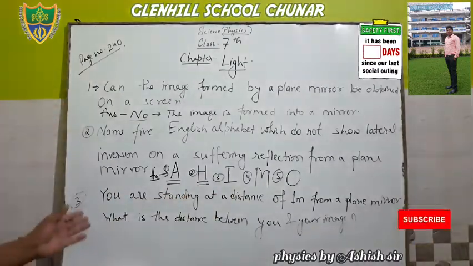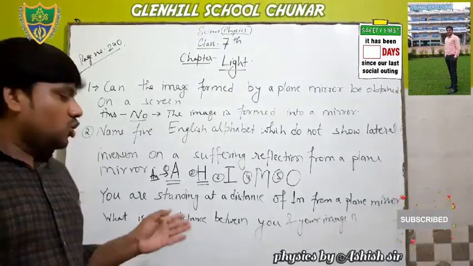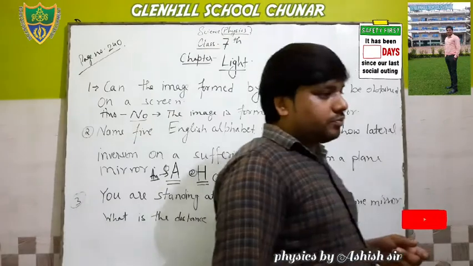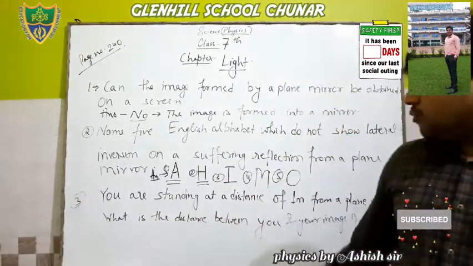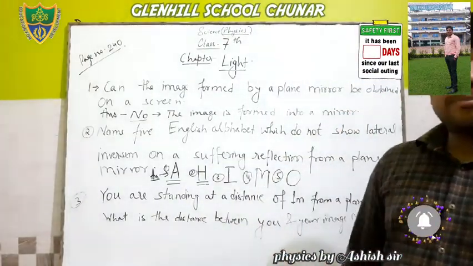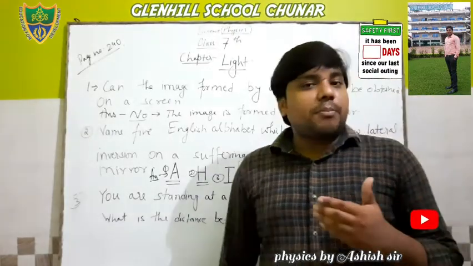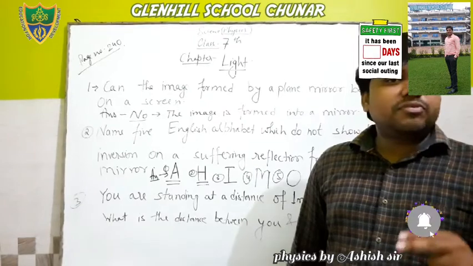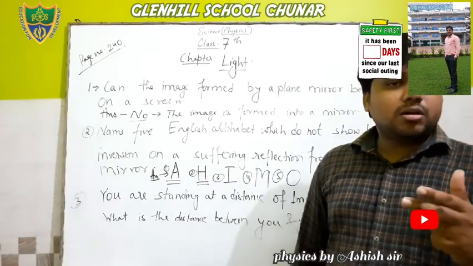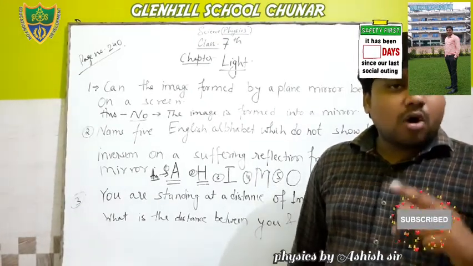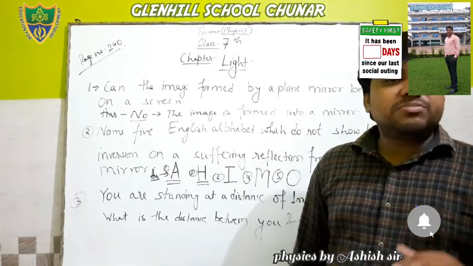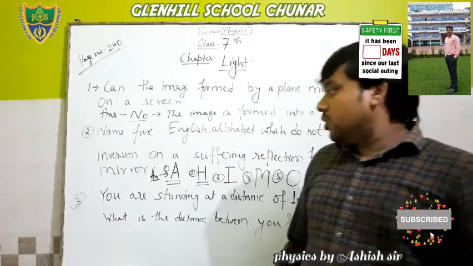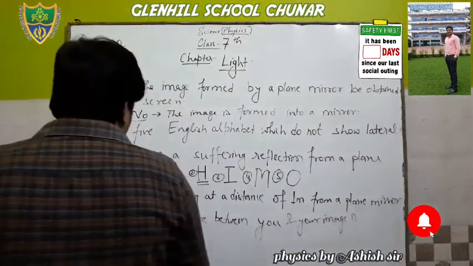Now the next question is, you are standing at a distance of 1 meter from a plane mirror. What is the distance between you and your image? Simple. This is the property of the image which is formed by a plane mirror. The distance between you and the mirror is always the same as the distance between the mirror and the image of you.